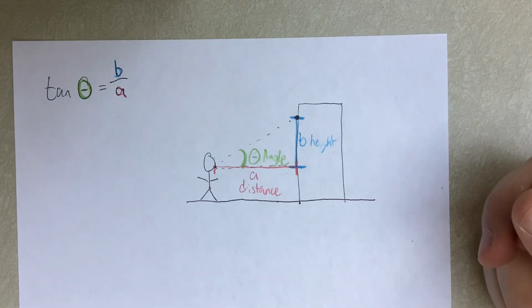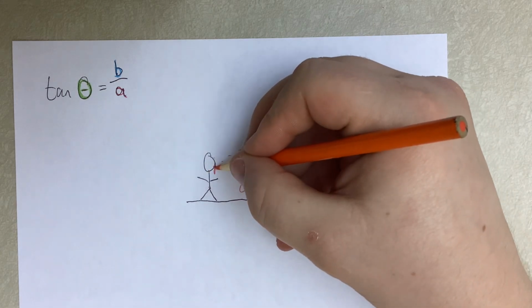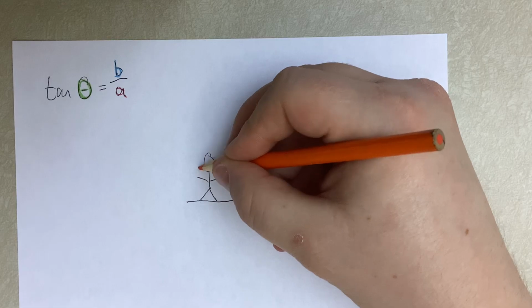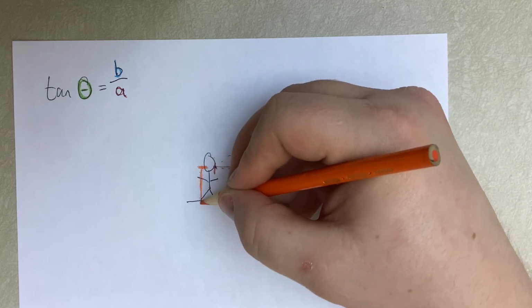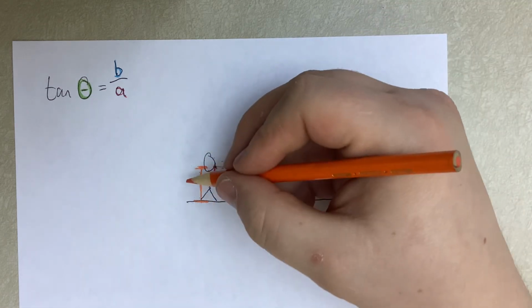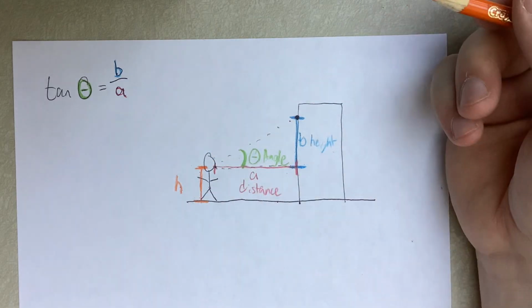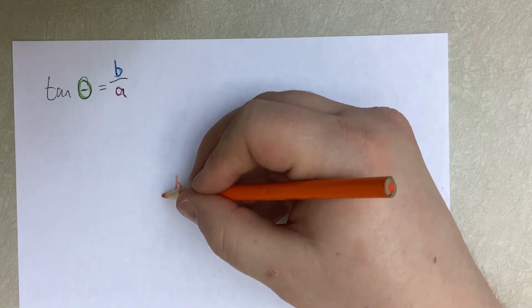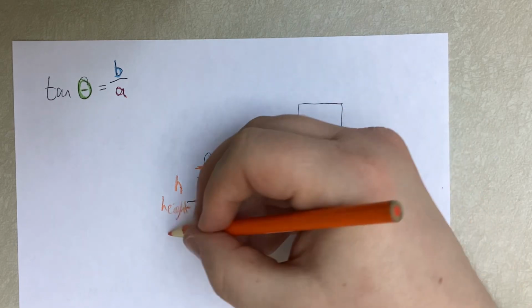There's one more it gave us at the end, which is not how high the person is, but the height from where they were struck down towards the ground. I'm going to put this one in orange, and I'm going to call this H for height, the height from strike to ground.